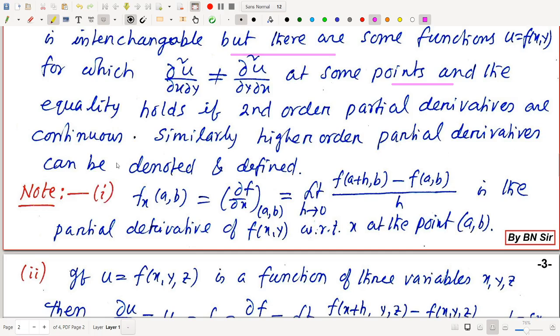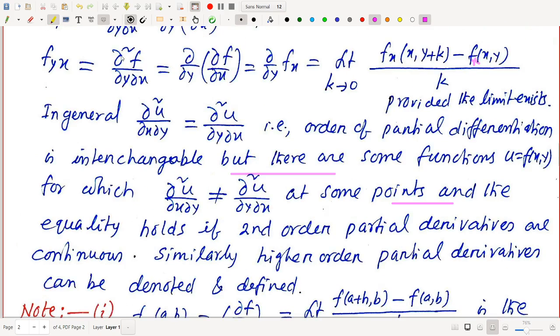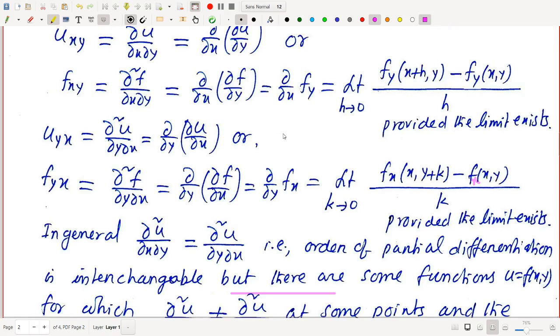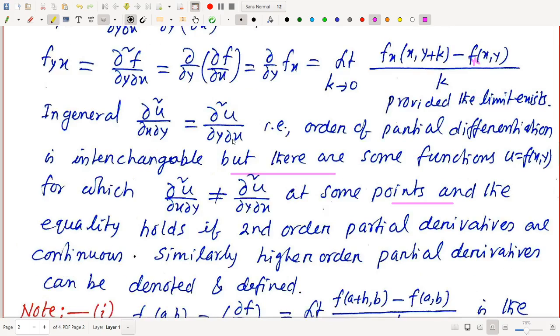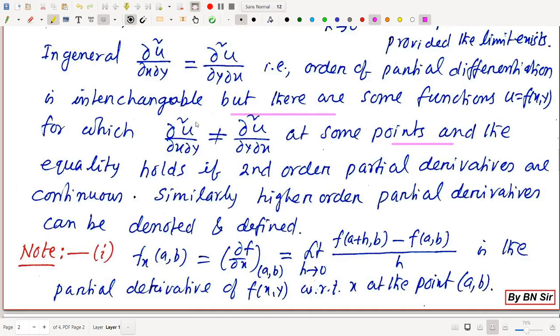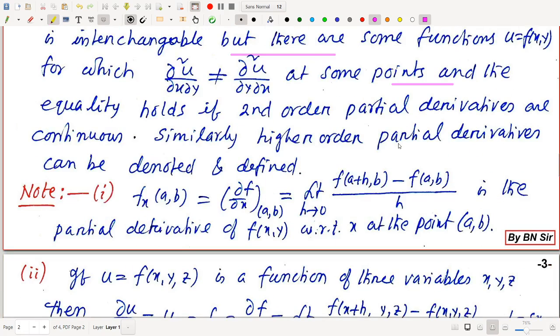Similarly, higher order partial derivatives can be denoted and defined. Here we have defined up to second order, but it may be third order, say del cube f by del x cube, del cube f by del y cube, del cube f by del x del y del x, like that mixtures may also be there. So these are the definitions of partial derivative.